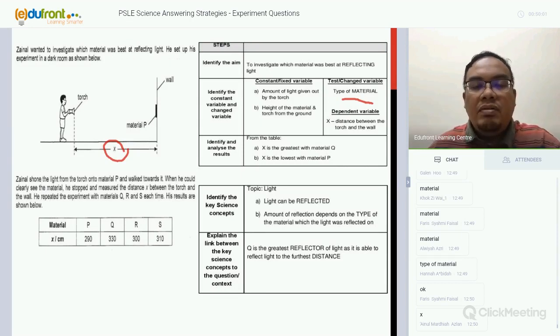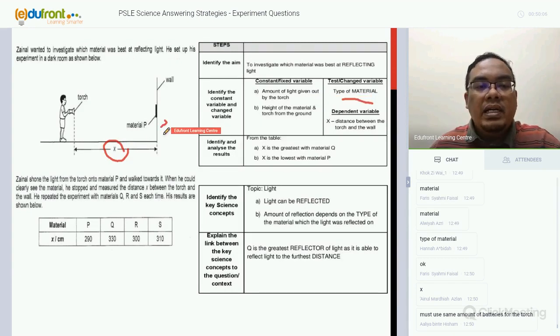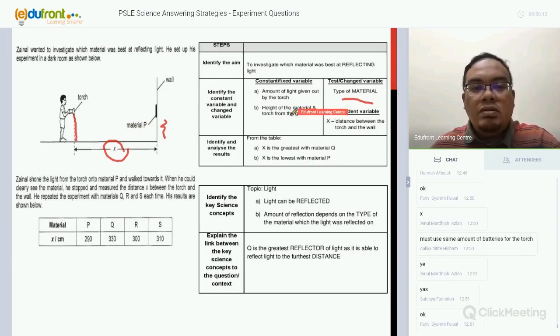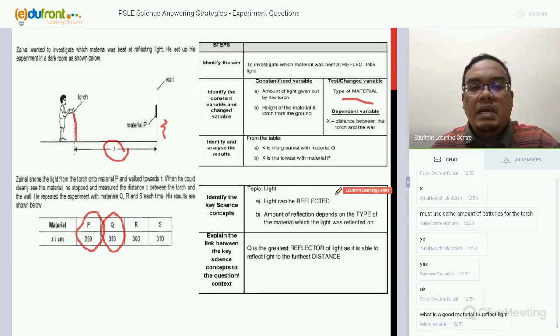And also the height of the material and torch from the ground must be the same, right? This part must be the same. This part also must be the same. So after you identify step number 2, step number 3, analyze the results. Now this is the result of the experiment. From the table, you can see that x, or the distance, is greatest with material Q, right? Material Q gives you the greatest distance, and material P gives you the smallest, the lowest distance. Okay, now step number 4.